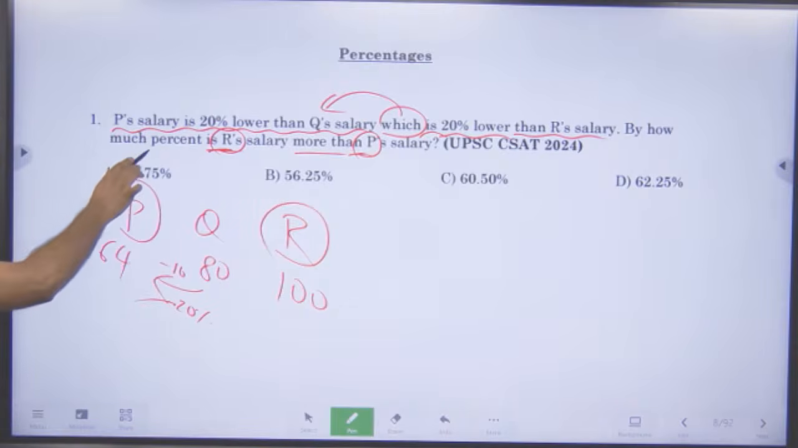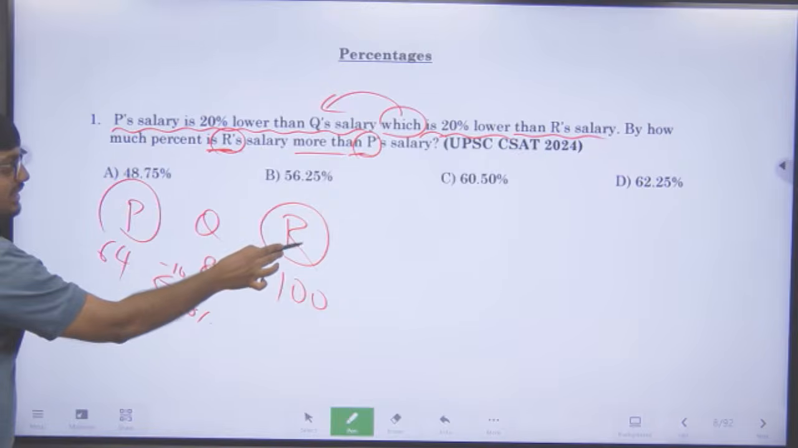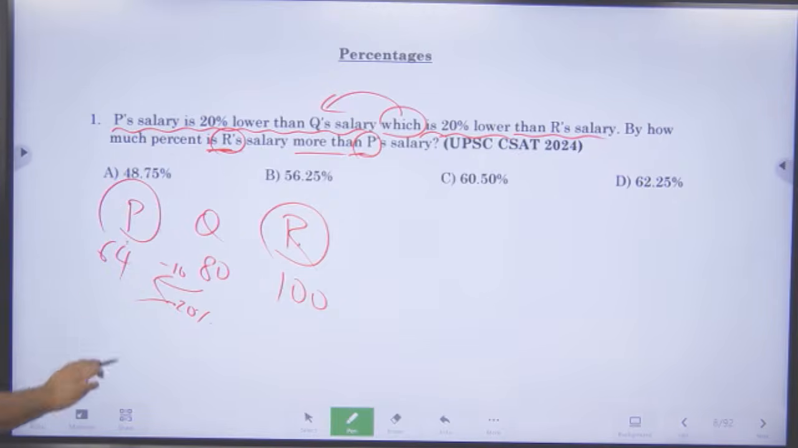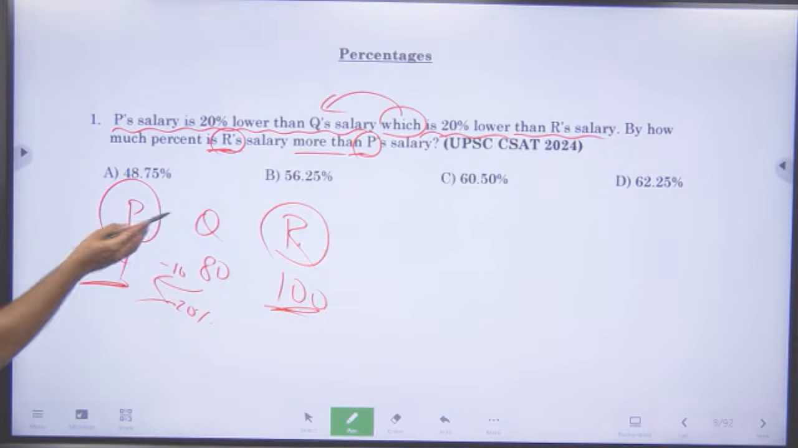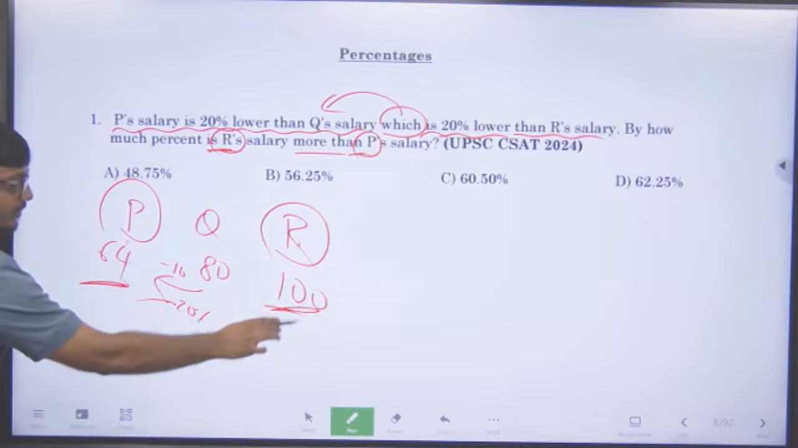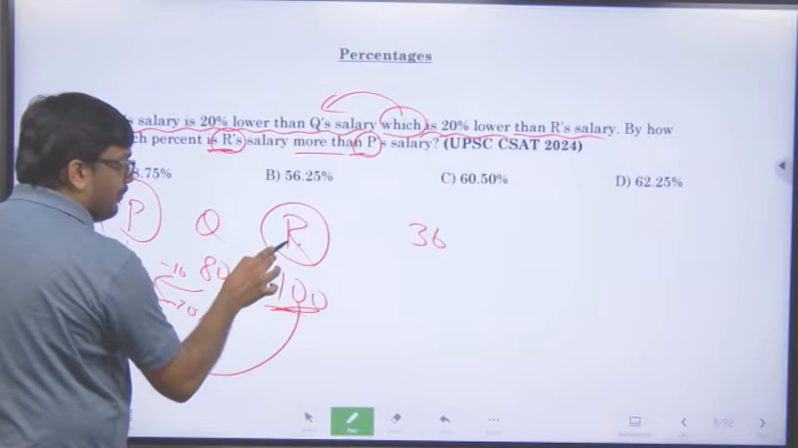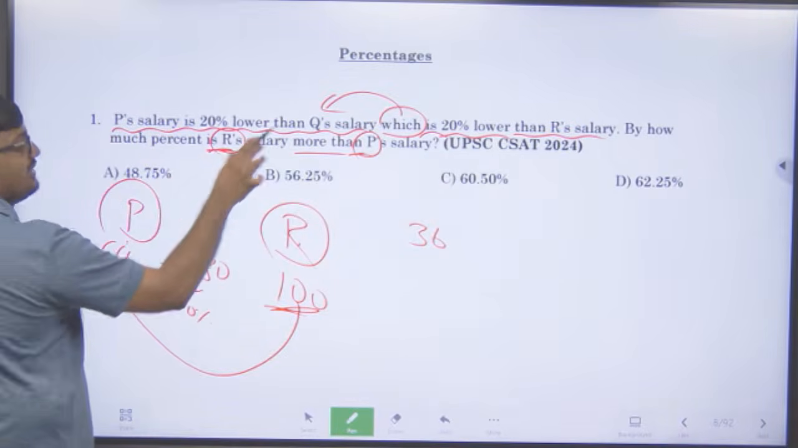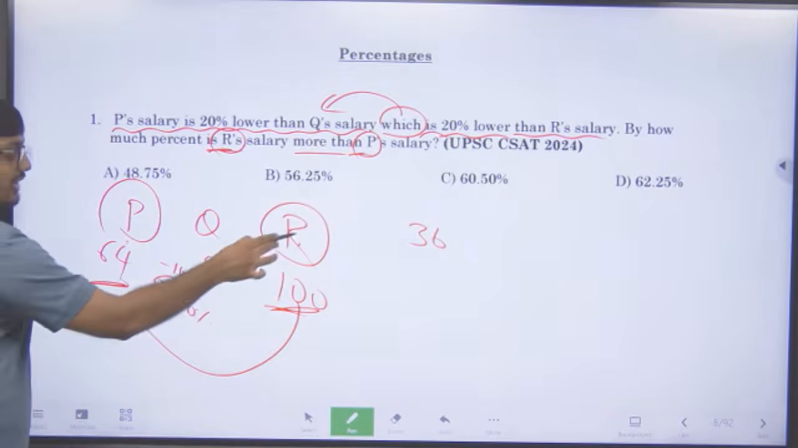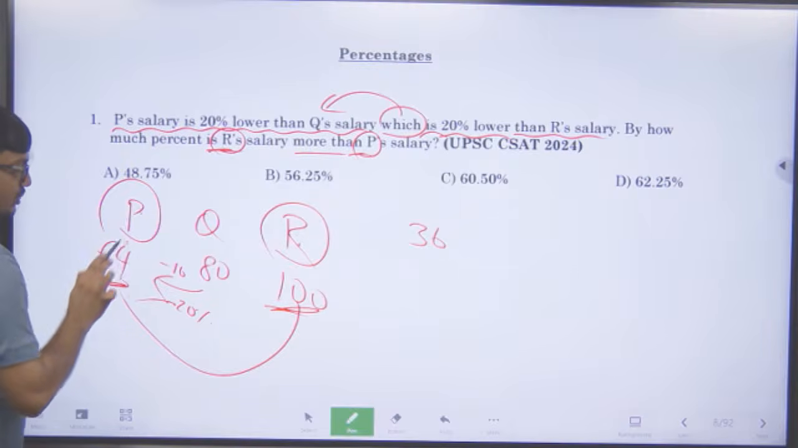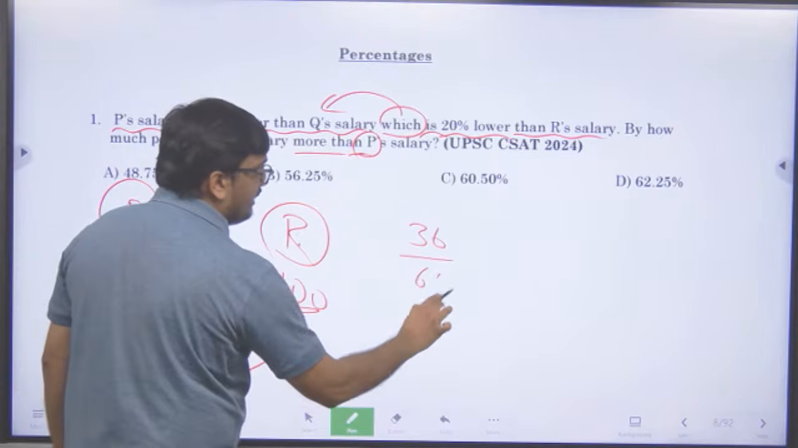They are asking by how much percentage is R's salary more than P's salary. You should not say R's salary is 36% more. If you want to say 36% more, it should be 136. It is 64. You can't say 36% more. Listen carefully. It is more by 36. We are comparing by how much percentage R's salary is more than P's. We are comparing this with this. So write 64 in the denominator.